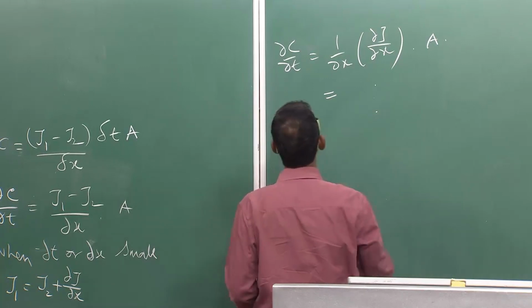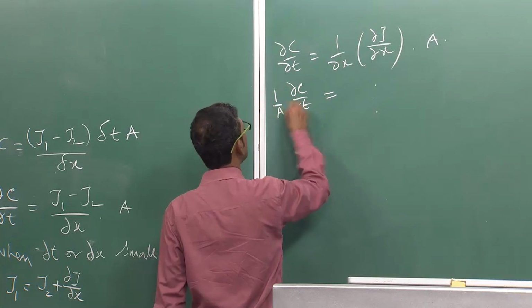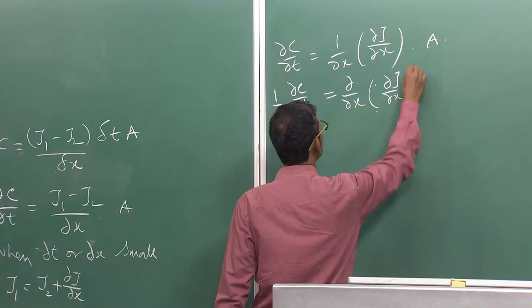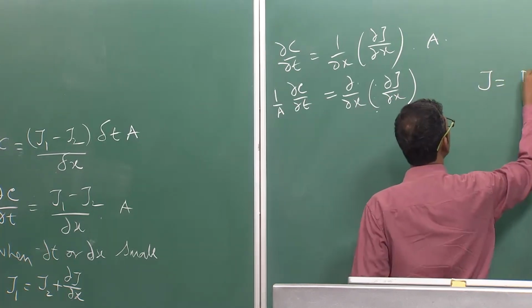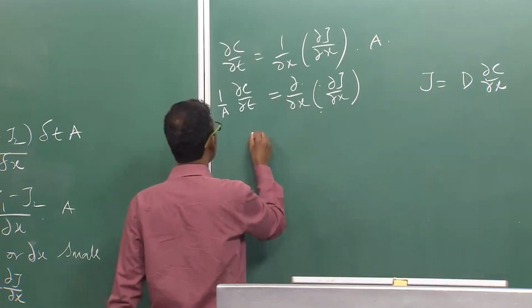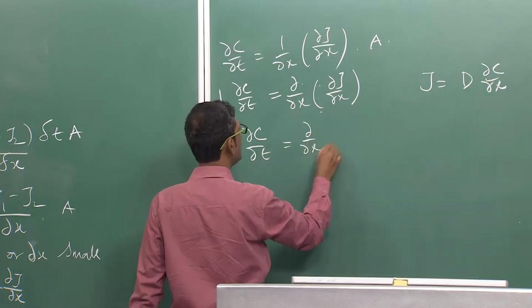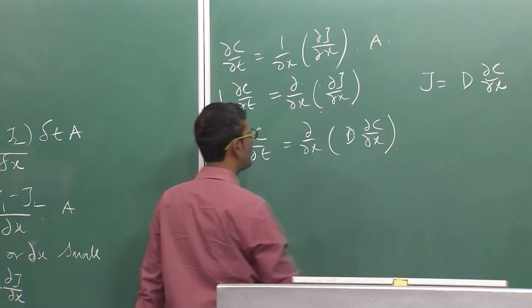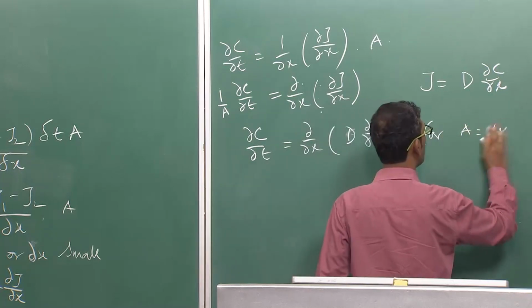If we consider the unit area case, or if we remove the area on this side, we can write down that del C by del T is equal to del J by del x, and as you know J is equal to D del C by del x in the one dimensional case. Therefore, for the unit area case this is equal to del by del x of D del C by del x. This is for A equal to unit area.